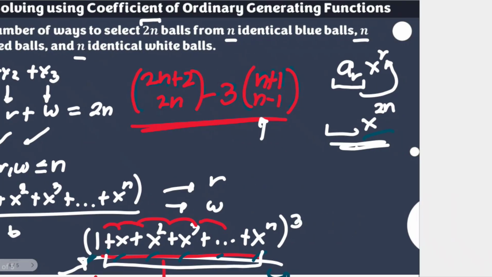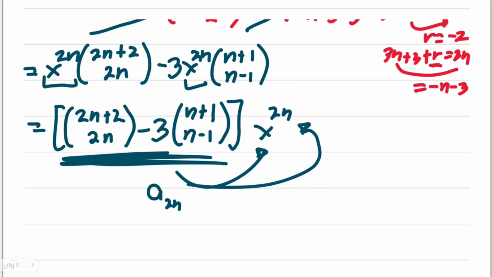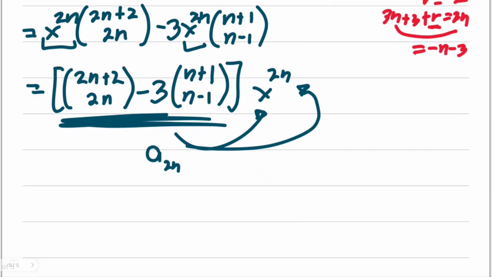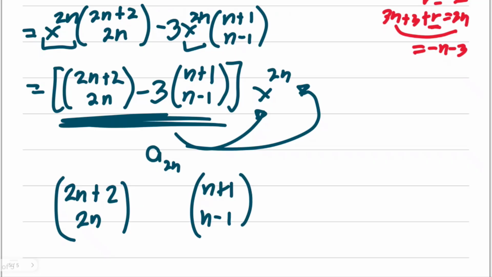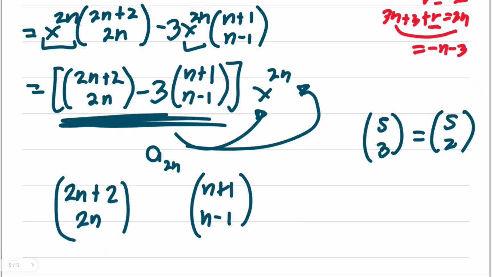Let me go back to the previous page. Okay, there are also some notations, for example, 2n plus 2 combination 2n, and you have here n plus 1 combination n minus 1. We know that there are some identities that we have learned before, such as 5 combination 3 is equal to 5 combination 2. That is because they will have the same result. Now, if we look into this perspective, you will have here 5 combination 5 minus 2, and 5 combination 5 minus 3.